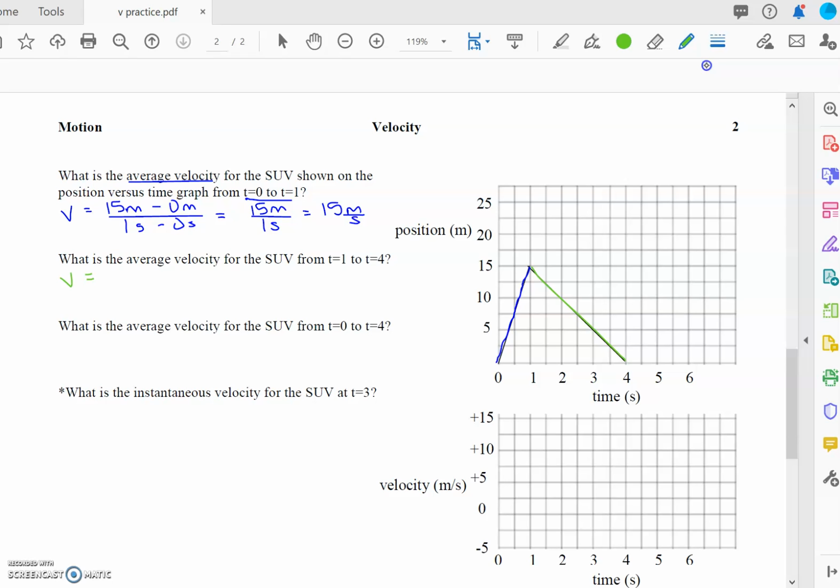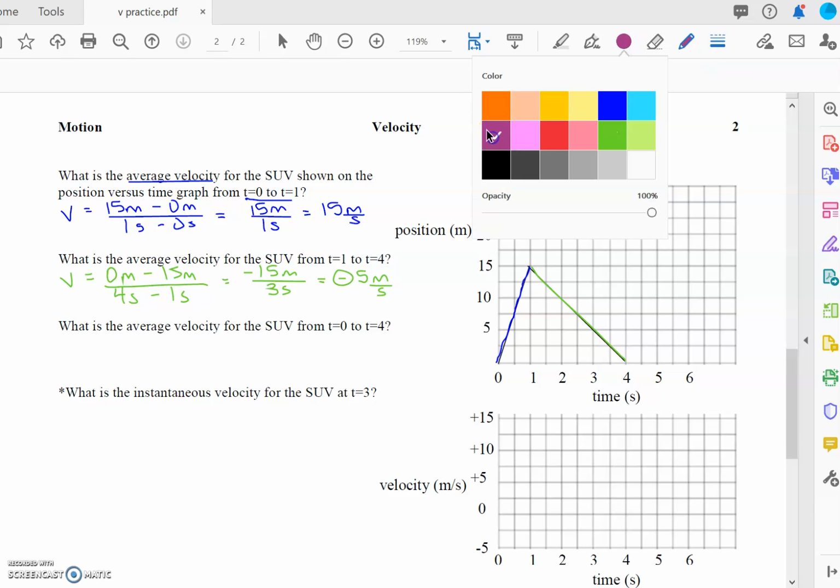When you do slope, remember this change in position is always final minus initial. So I'm going to take the position at 4 seconds, which is 0 meters, and I'm going to subtract it from the position at 1 second, which is 15 meters. When you subtract 0 minus 15 meters, you get a displacement of negative 15 meters in 3 seconds. You can go ahead and divide that out if you like. You get an average velocity of negative 5 meters per second, and that negative does match what we predicted from the slope of the graph.